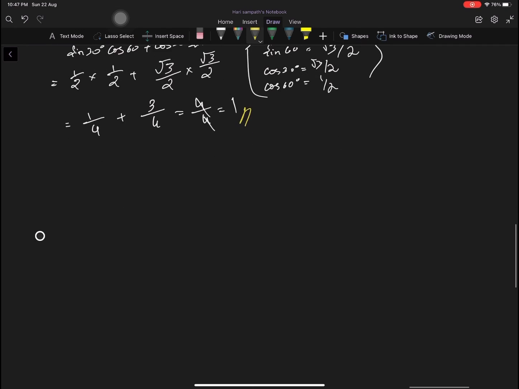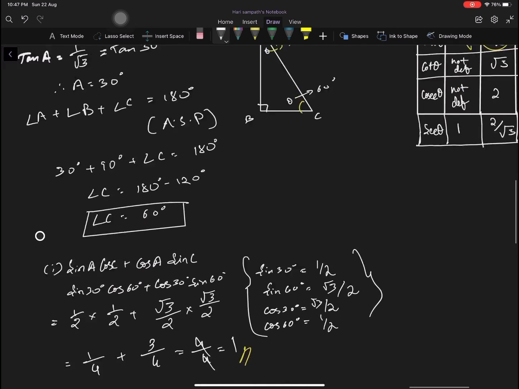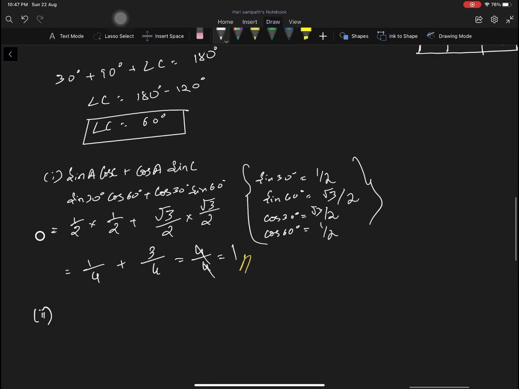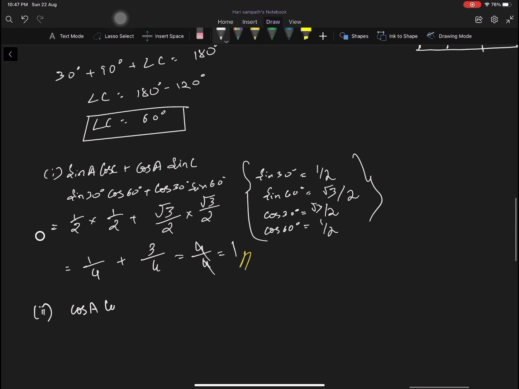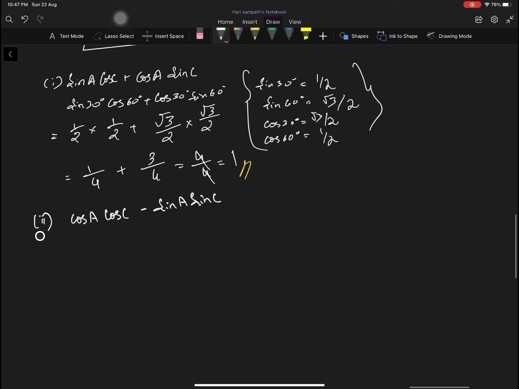So next, 1 minute, I'm going to be noting down the second sum. Cos A cos C minus sin A sin C. So I'm going to be copying and pasting this table again so that we can substitute the values here too. But first I'm going to be writing what are angle A and angle C values respectively. You have to write this because this will have a great importance in your exam, and this is what the invigilators look at. If you don't mention these kinds of steps, they will be reducing your marks.